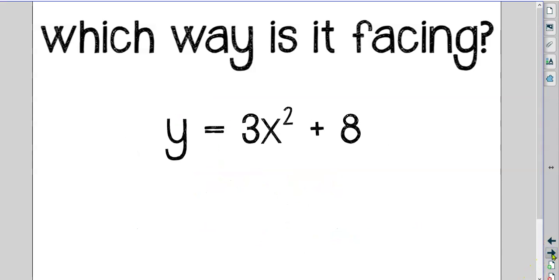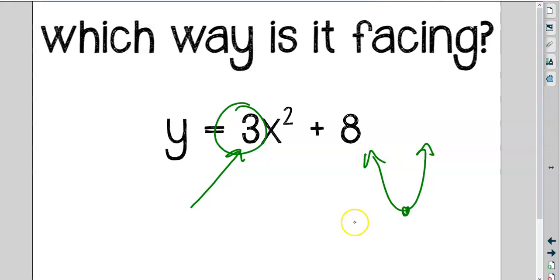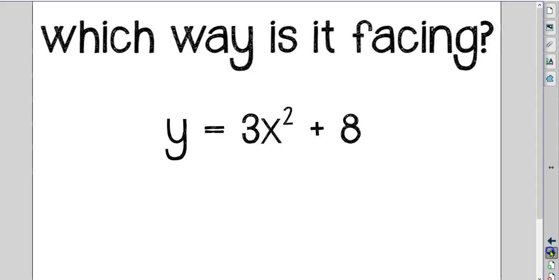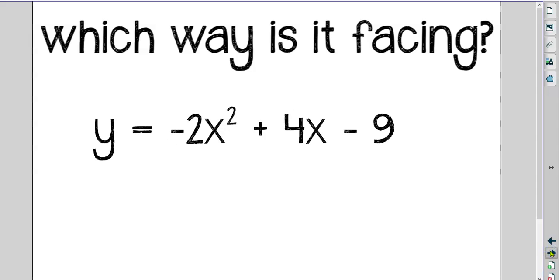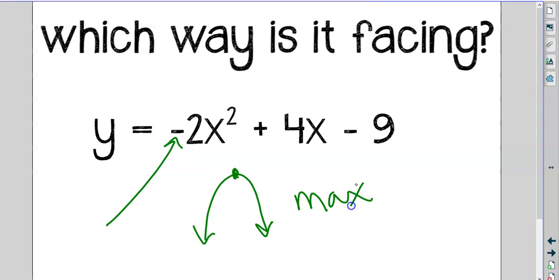How about this one? Is it facing upwards or downwards? Upwards. Does it have a minimum or a maximum? It has a minimum, right? An upwards facing parabola has a low point. How about this one? Is it facing upwards or downwards? That's facing downwards. Has a high point, so it has a maximum.